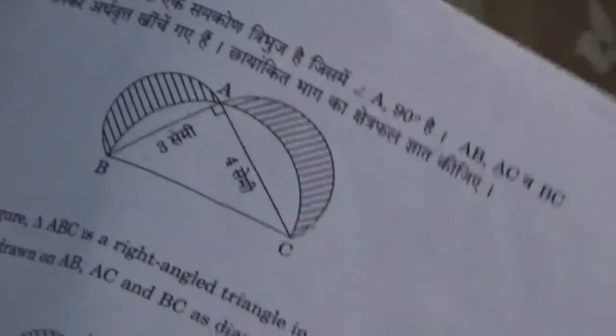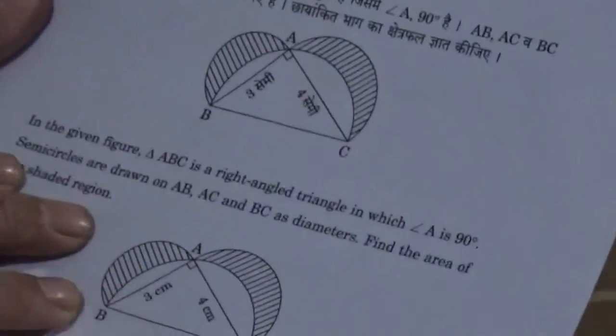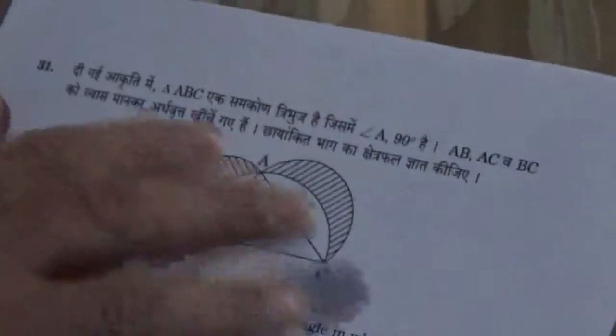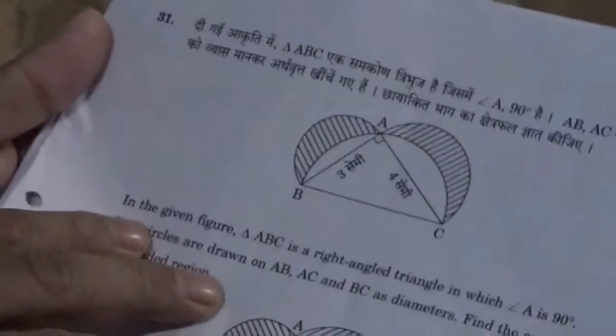Now again, this last question, question number 31, is from RD Sharma again. It is there in the unsolved part. The last question is slightly tricky, but if you look at it carefully, then it is not at all very difficult. I will try to upload the video solving this question as well.